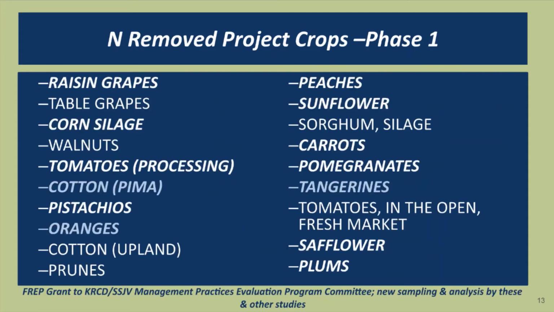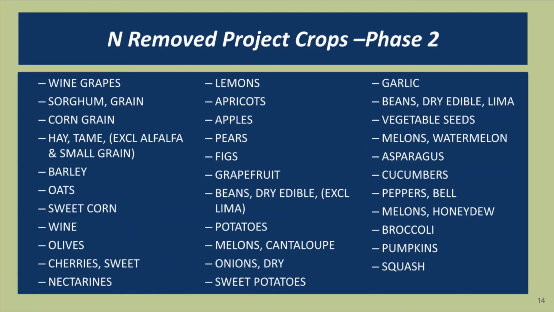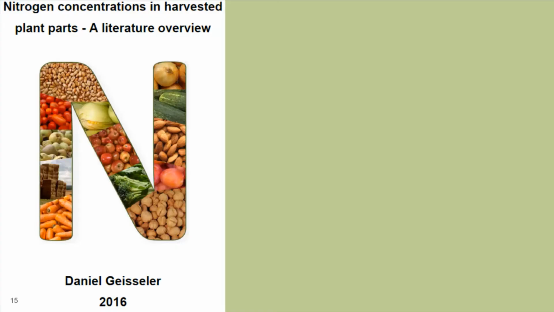Oh, and I should mention the FREP grant is to Kings River Conservation District, really the fiscal entity for the South San Joaquin Management Practices Evaluation Committee, and those 7 coalitions who are members are working with all the other Central Valley coalitions also as partners. Phase 2, again, covering a much greater number of crops and probably fewer samples per crop. So this is about what we're wading into. If you grow any of these crops or process any of these crops, we may be looking to you for some assistance in obtaining samples.